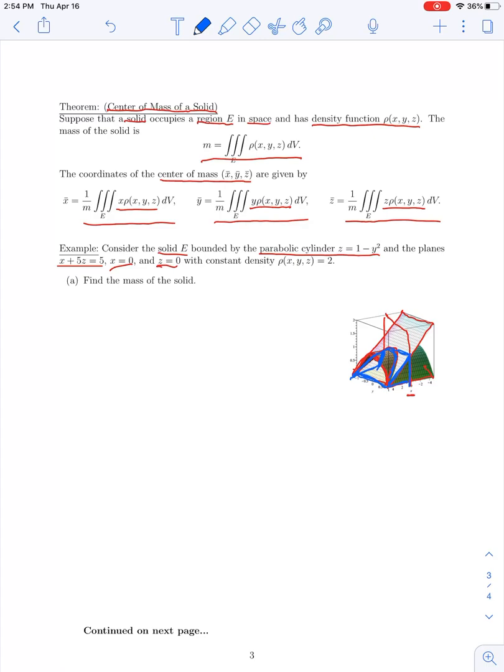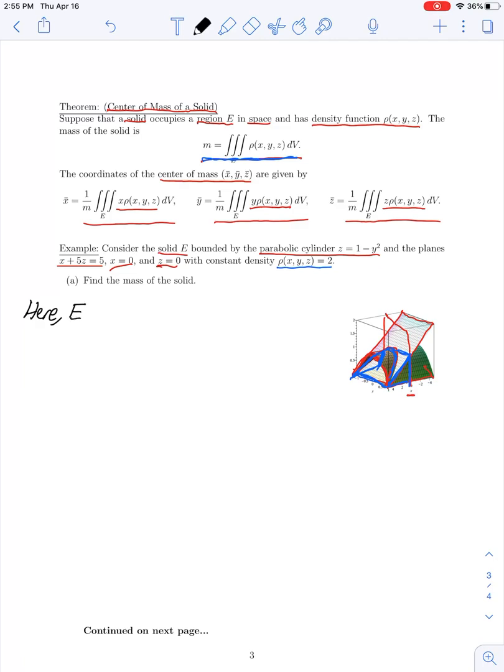And we are asked to find the mass of that solid, where here this solid is said to have constant density throughout, density 2. So let's think about how we would evaluate the mass. We need to take the triple integral of our density function, which is 2, over this solid region. So we need to think about how to describe this region as type 1, 2, or 3. So let's start by describing this here.